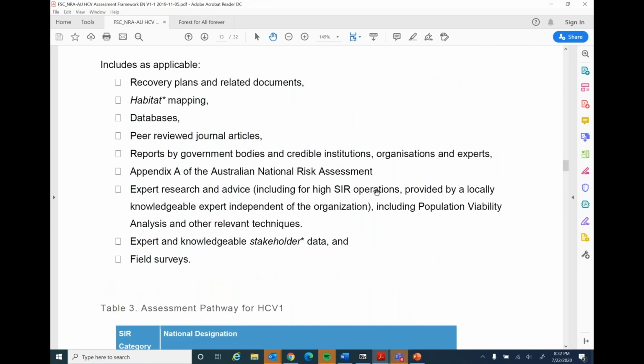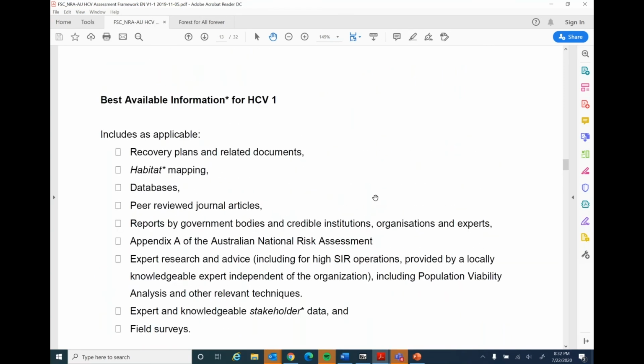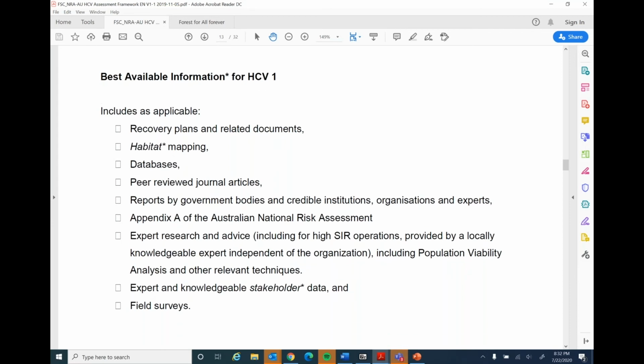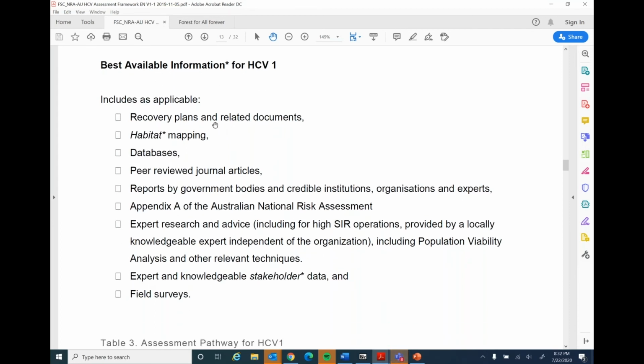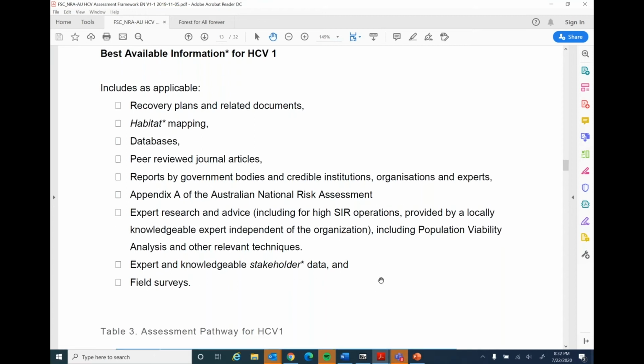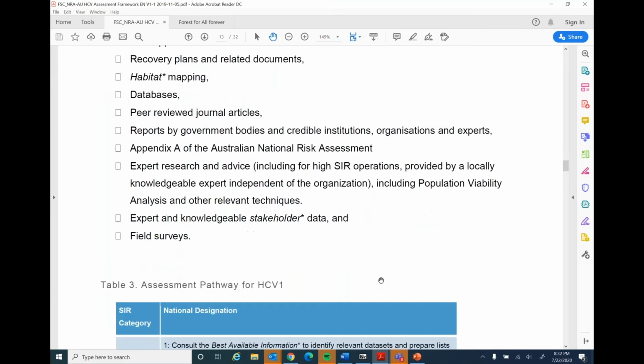And then like Suzette mentioned, the working group has provided a list of best available information for you to use to mitigate the risk in this high conservation value. So you can see there's recovery plans and related documents, databases, peer-reviewed journals and articles, field surveys. So there's a whole list of information you can use to mitigate risk.